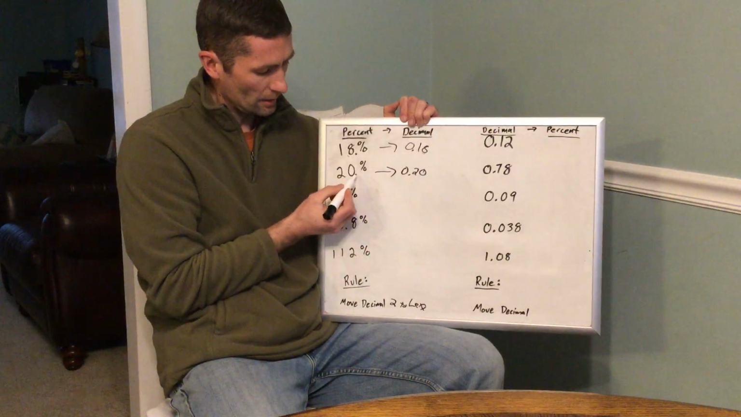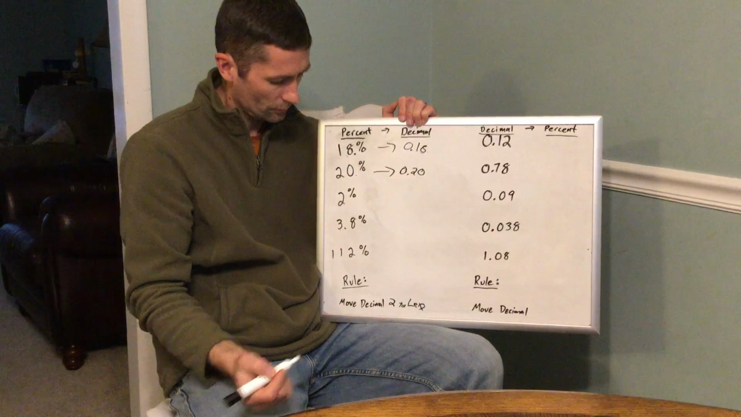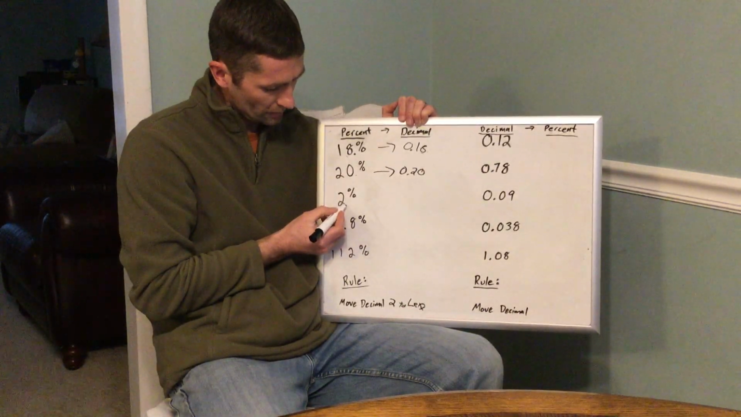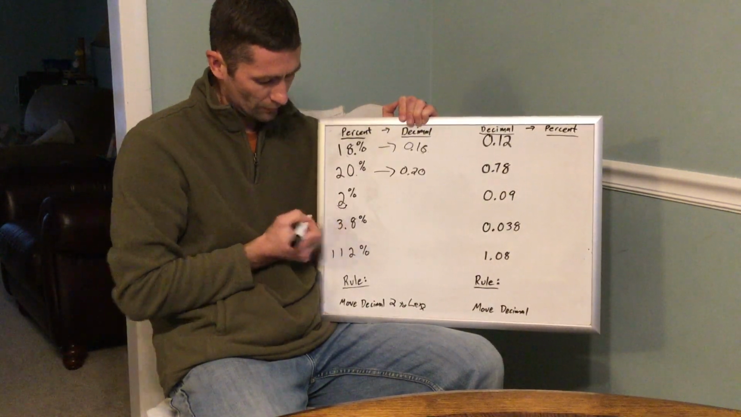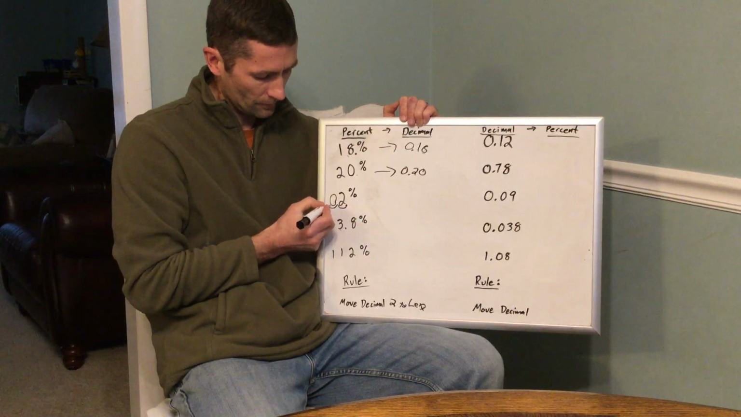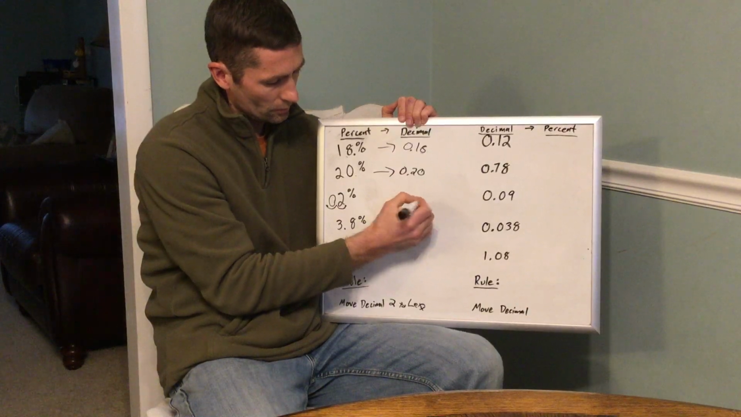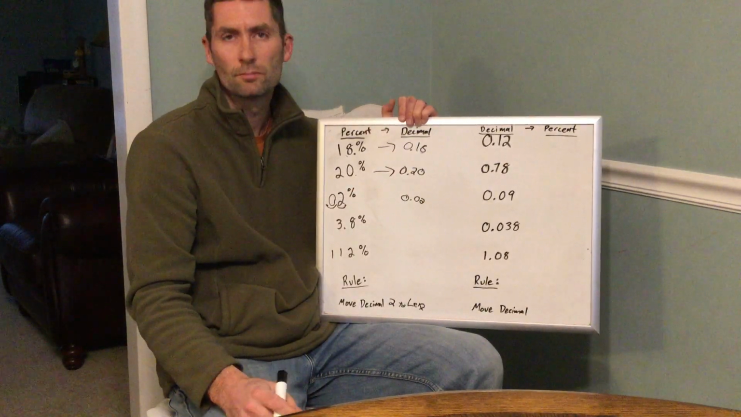Okay, so we had it here, and we move it 1, 2, left, 20 hundredths. Here it was here, we're going to move it to the left. Oh, we only have 1 spot there. We can annex another 0 and put it there. So 2% is 0.02, 2 hundredths. That makes sense.